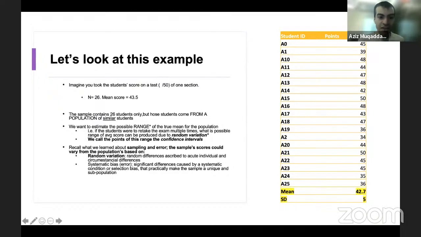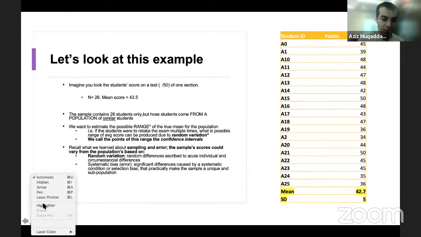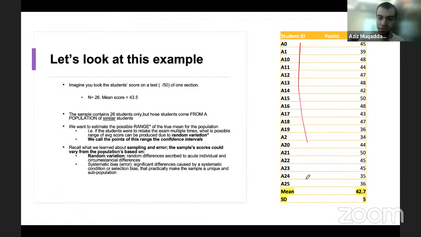Here, to give you an example, we are looking at scores of students on a given test. The test is out of 50, by the way. Here's the list of students you could see right here, and here are their scores or points. As you can see, the mean scores. The sample would contain 26 students, but those students are coming from a population of similar students. They are all coming from the same class or the same section, or the same college, same year.